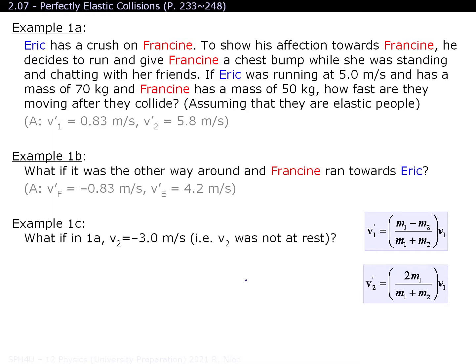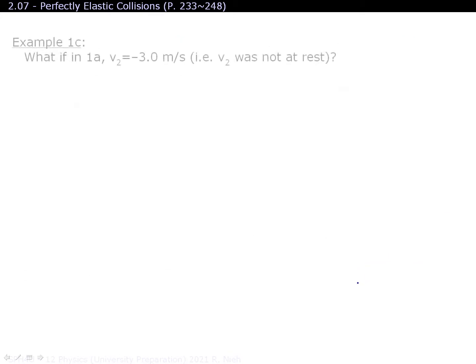Okay, what about case number C? Let's say we're back to the original story. However, Francine also wanted to say hi to Eric, but she was running in the opposite direction. What's going to happen? Again, with these equations here, it doesn't factor in V2, so how can we take care of that? Well, the answer to this isn't way too challenging.